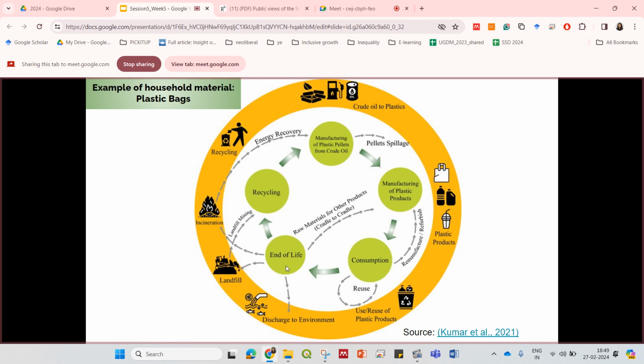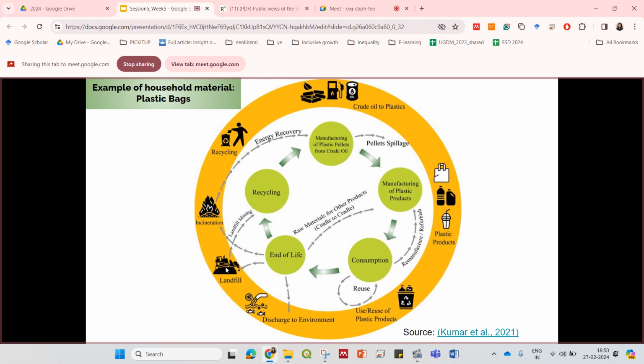Then at the end of life, as I mentioned, either they go into a landfill when solid waste management practices are followed, or they are directly discharged into the environment. So from here they can go into water bodies, even to the oceans. Sometimes they also go into incineration. In the incineration process, the plastic waste is burnt to create energy, and the energy from that is sometimes used to power manufacturing of other plastic products.